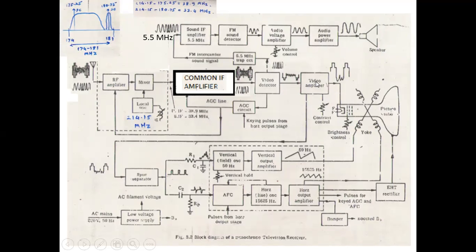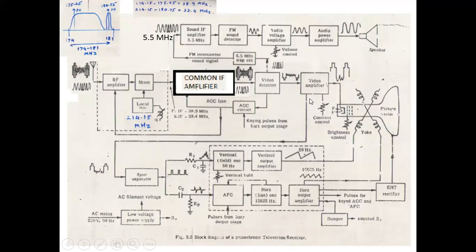Second goes to video amplifier, which amplifies the video signal and given to the cathode of picture tube. Cathode of picture tube generates electron beam. So what is the function of this television tube? To convert a video signal coming to the cathode into picture information. That is the function of picture tube.